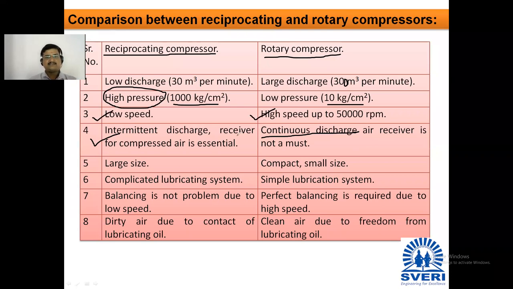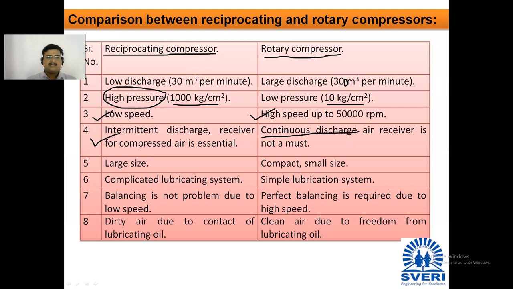And second point is, in reciprocating compressor, receiver is essential. Means highly compressed air you will have to store in the cylinder. But in case of the rotary compressor, cylinder is not a must. Tithe paijes asa nahi. Paije tar tumhi store karun theva, nasel tar tumhi ti direct vapra.